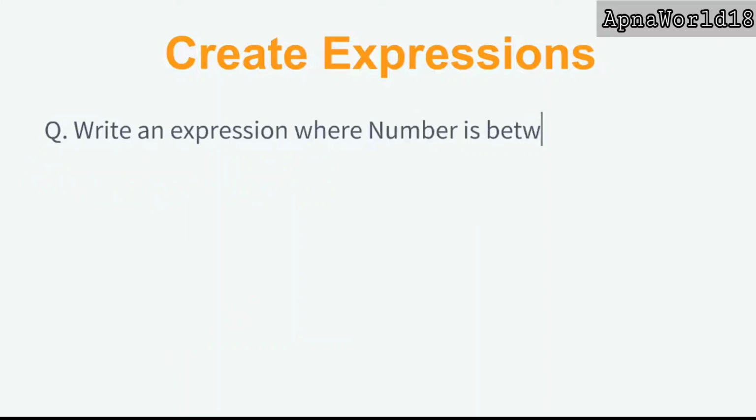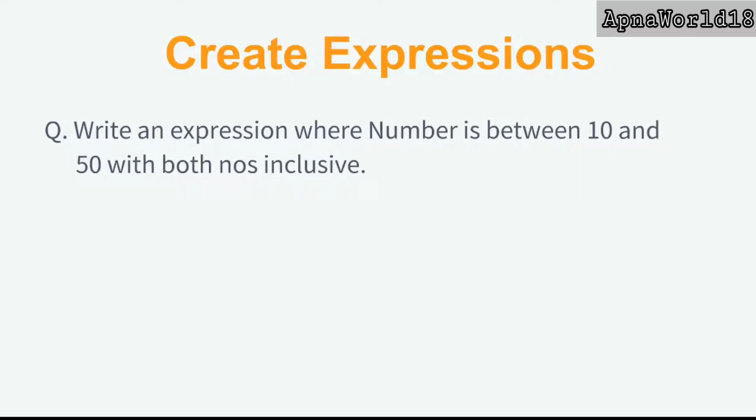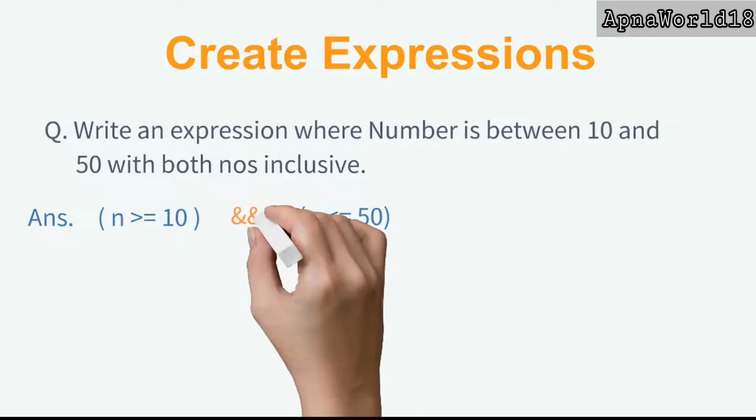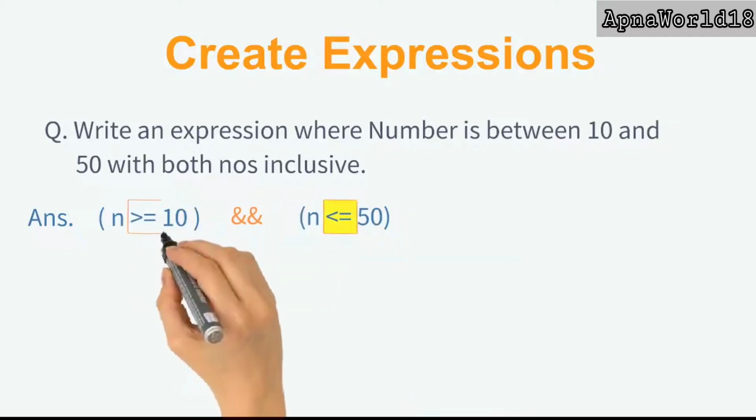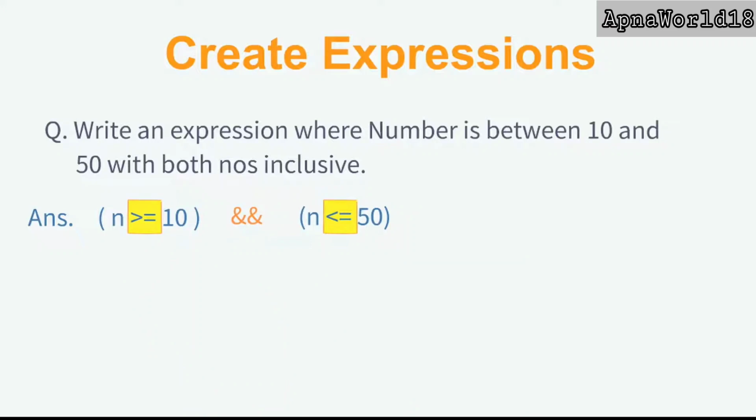Let's see another example. Write an expression where number is between 10 and 50 with both numbers inclusive. For a number to be in between a range, it has to be greater than 10 and less than 50. Here, since both numbers are inclusive, we will use less than or equal to and greater than or equal to operators. This is the final expression.